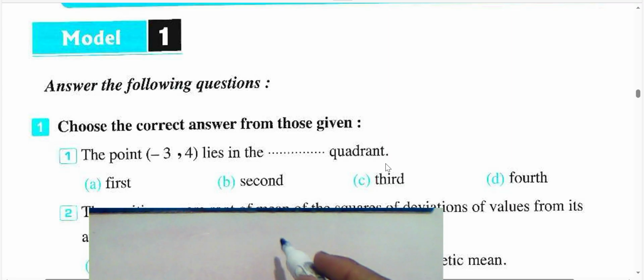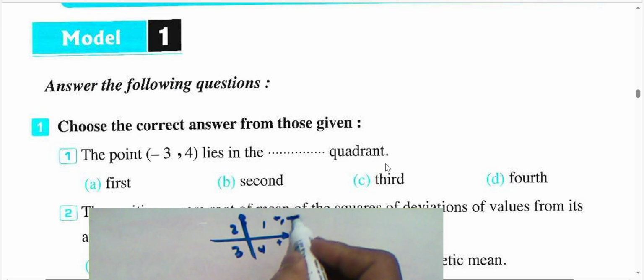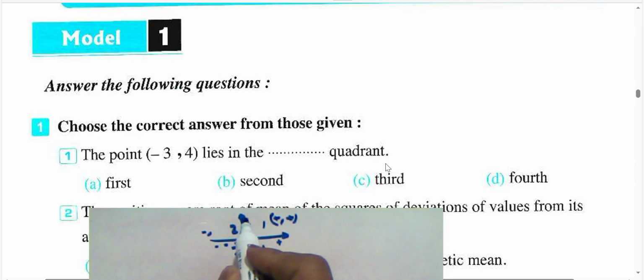We have graphically the first, second, third and fourth quadrants. The signs start from the x-axis here positive and positive, the first positive and positive, and the second x negative and y positive, and the third negative and negative, and fourth positive and negative.